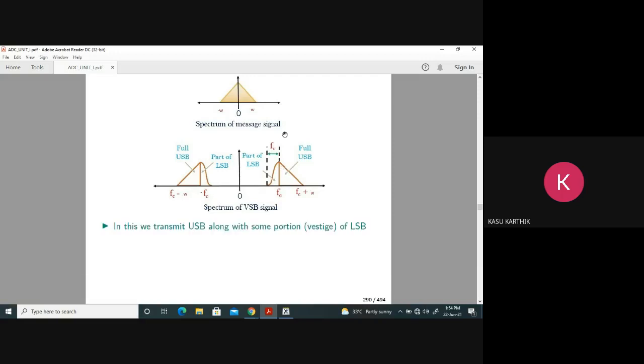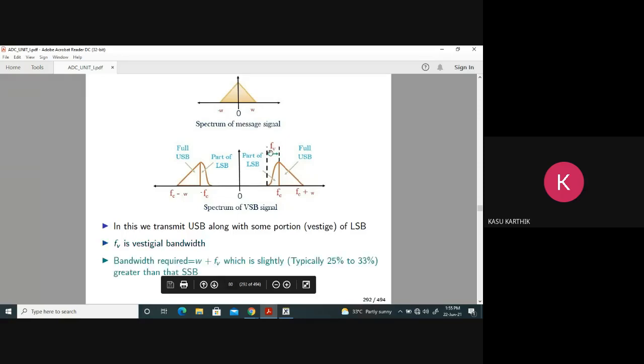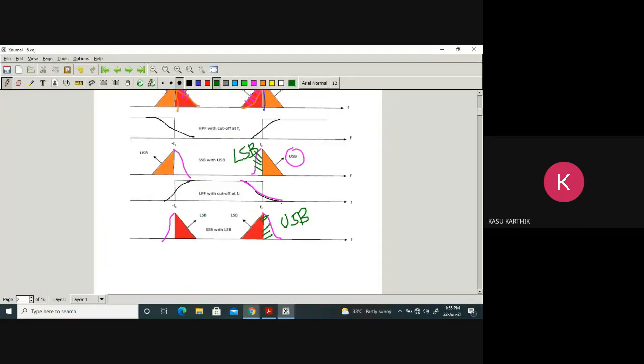Now what about bandwidth? We transmit USB along with some portion of LSB, or it may happen the reverse also, your wish. FV is the vestigial bandwidth. This is the bandwidth of that small portion. So the bandwidth of this entire signal will be W plus FV. What is the bandwidth of SSB? Only W. Here it is W plus some FV. Obviously, it is a little bit more than the bandwidth of SSB. Typically, it is around 25% to 33%. So that is about vestigial sideband modulation.